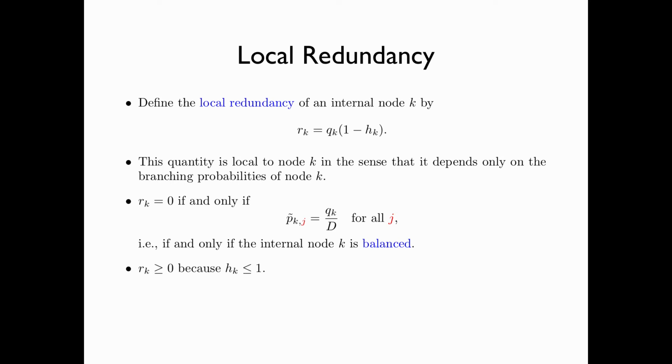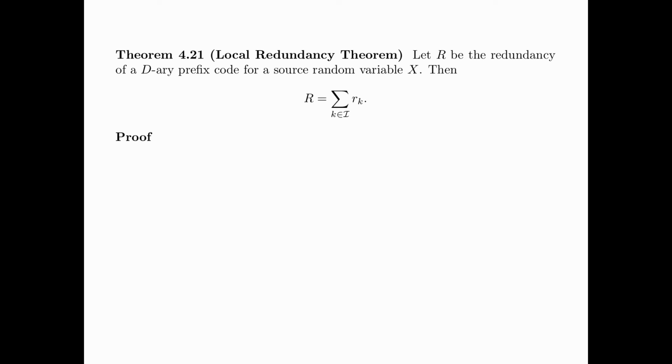Also note that the local redundancy Rk is always non-negative because Hk is upper bounded by 1. The next theorem, called the local redundancy theorem, says that the redundancy of a DRE prefix code can be written as the summation of the local redundancies at all the internal nodes.